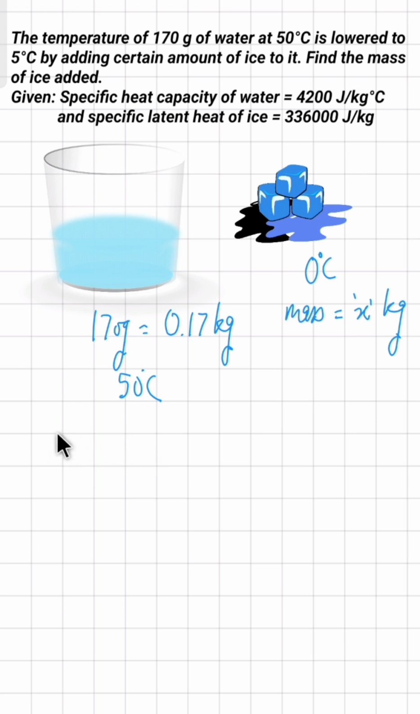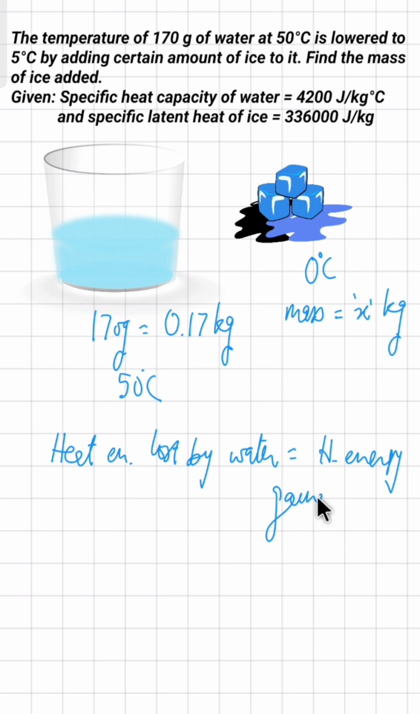According to the principle of calorimetry, heat energy lost by hot body. Water is the hot body. So heat energy lost by water is equal to heat energy gained by ice. So see, the initial temperature of water is 50 degrees Celsius, and finally it has to come to 5 degrees Celsius. So you can see that the change in temperature is 45 degrees Celsius. So let's write the heat energy lost by water.